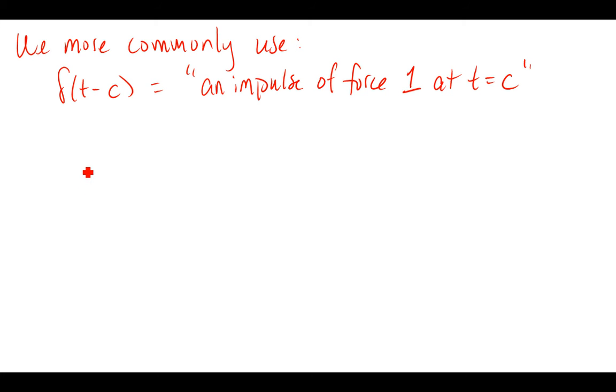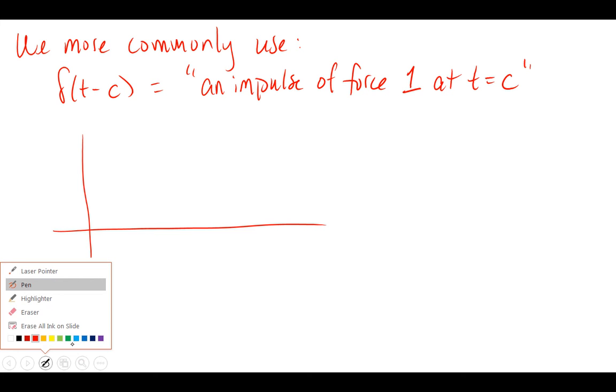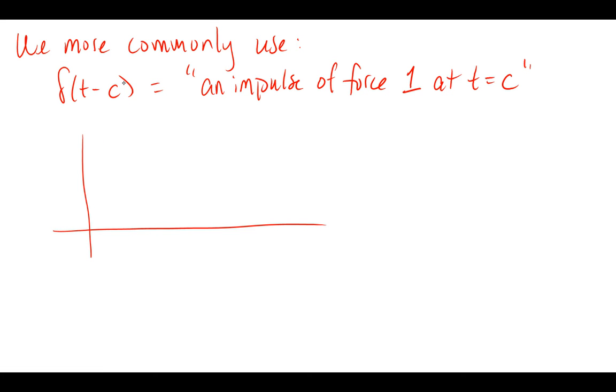So if I did this, I'll give you the graph of this too, which should hopefully make a little more sense as to why this is more of what we're going to use. So what is this doing for us? This guy here, in blue, is going to be 0 up until time c, and then it's going to do its impulse, and then go right back to 0. Okay? So that's delta of t minus c. That's this character.